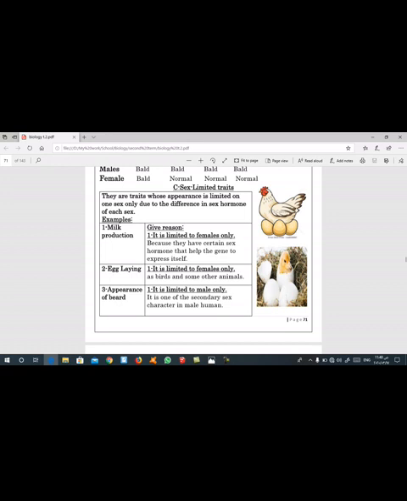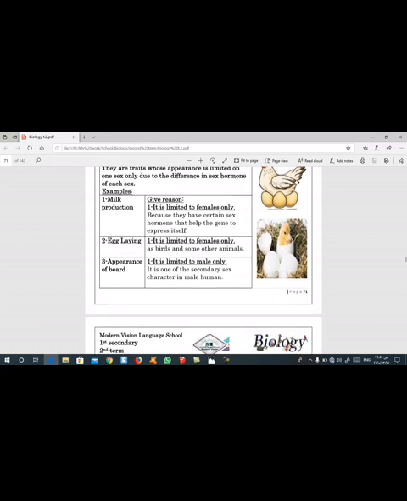The sex limited traits. Limited means the trait is for only one sex of animals. So we have the sex hormone here responsible for laying eggs, like milk production, which is only for females. So the trait is limited to a sex. Egg laying and appearance of beard are secondary sex characters related to sex limited traits. So here milk production is only in females, not in males. Egg laying is only in females, and the appearance of beard is only in males, not in females.